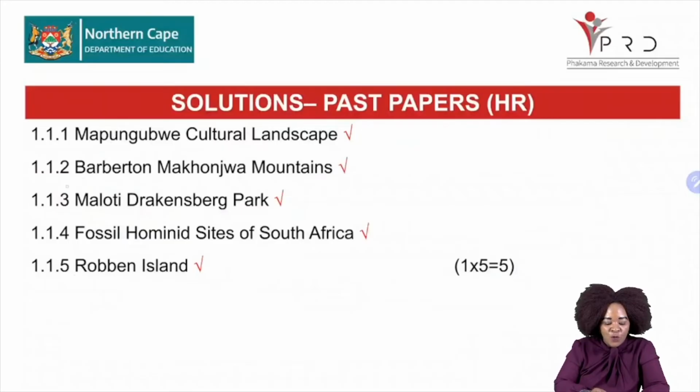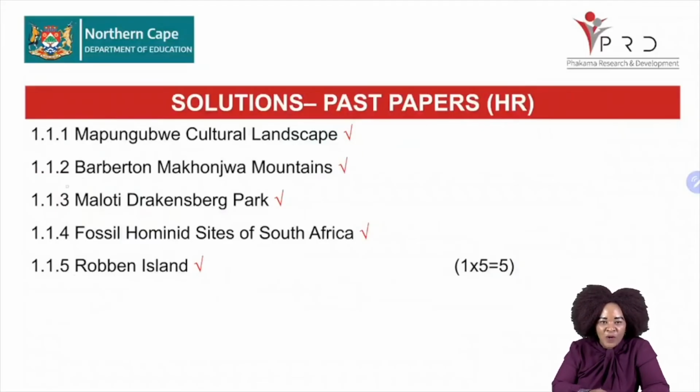And then in 1.1.3, you were supposed to identify a World Heritage Site in KZN. That World Heritage Site is Maluti Drakensberg Park.